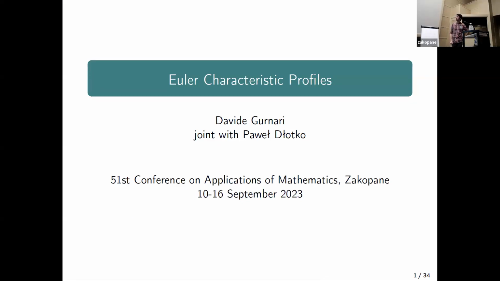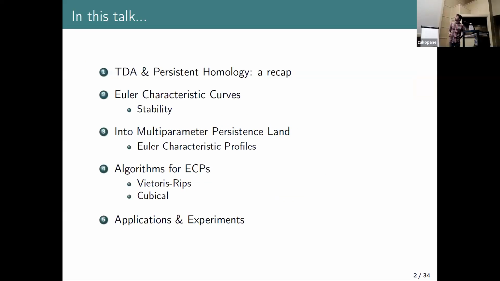Good morning, everyone. So yeah, my talk will be about a joint project with Pavel about Euler characteristic curves and profiles. So this is the outline of my talk.